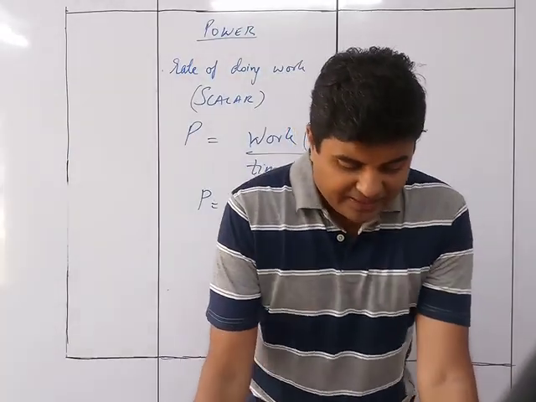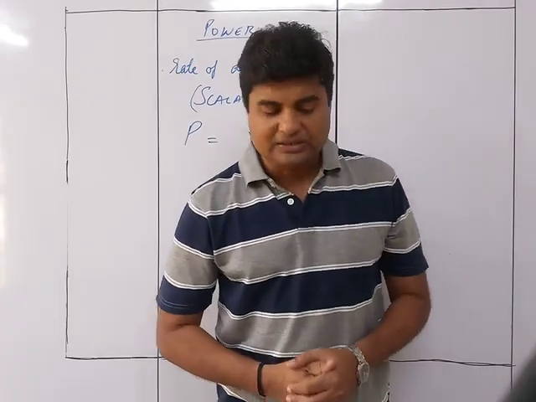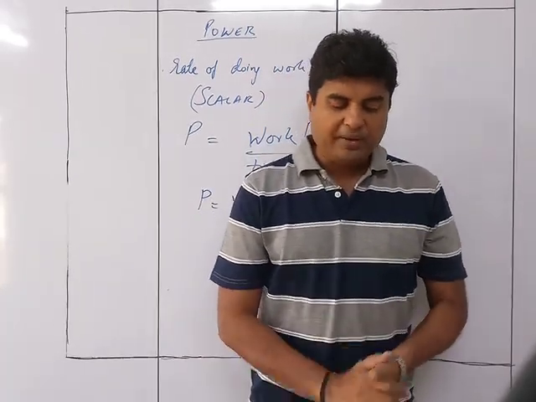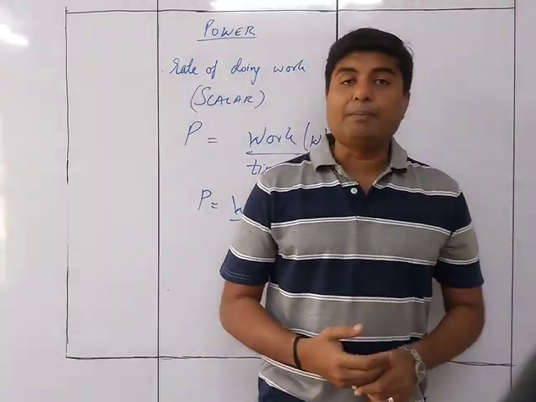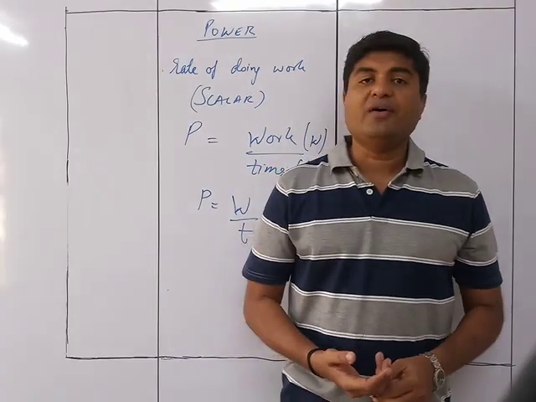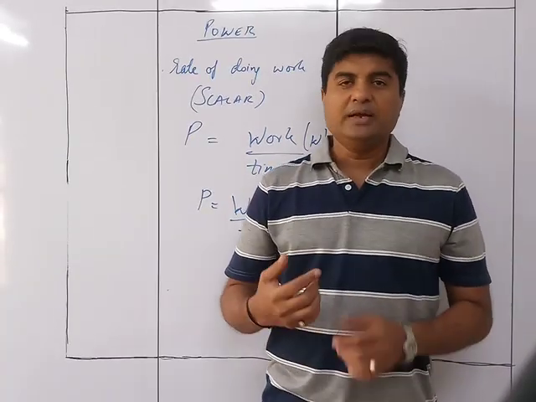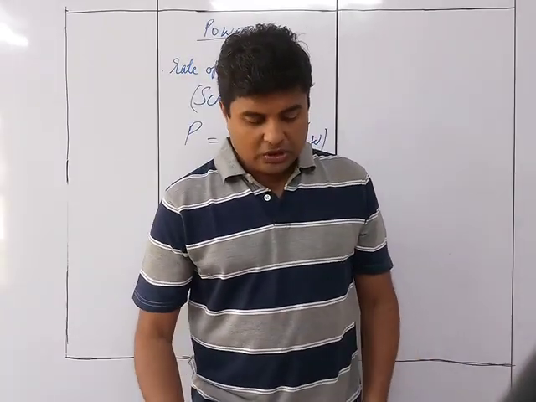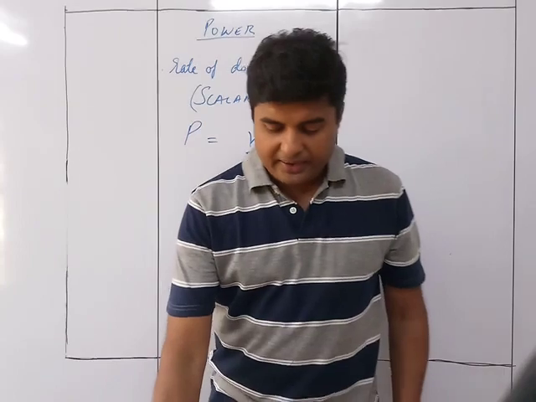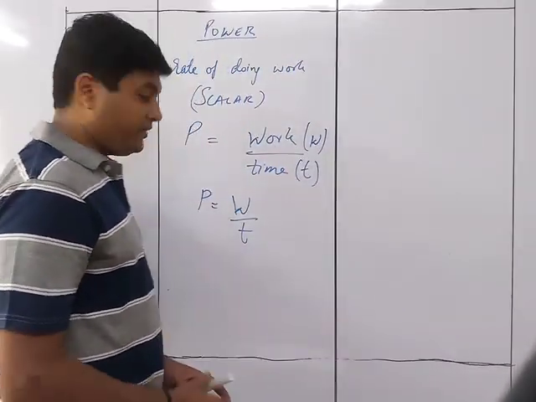So that means the power spent by coolie A is twice the power spent by coolie B, because coolie A does the work at double the rate, in half the time. He has done it at double the rate because he completed it in 1 minute, whereas the other one completed it in 2 minutes. So accordingly, we say that P is equal to W upon T.